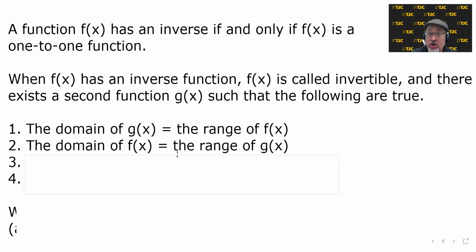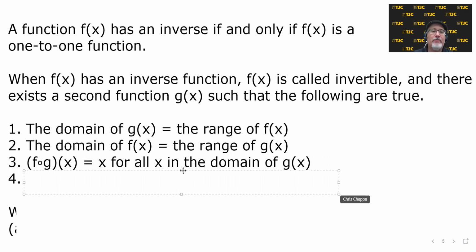And vice versa. The domain of f of x equals the range of g of x, meaning that the numbers that can go into the first function are precisely the same numbers that can come out of the second function. So together, what these are saying is any number that goes into one function can come out of the other, and vice versa. Number 3, and here comes some function composition.